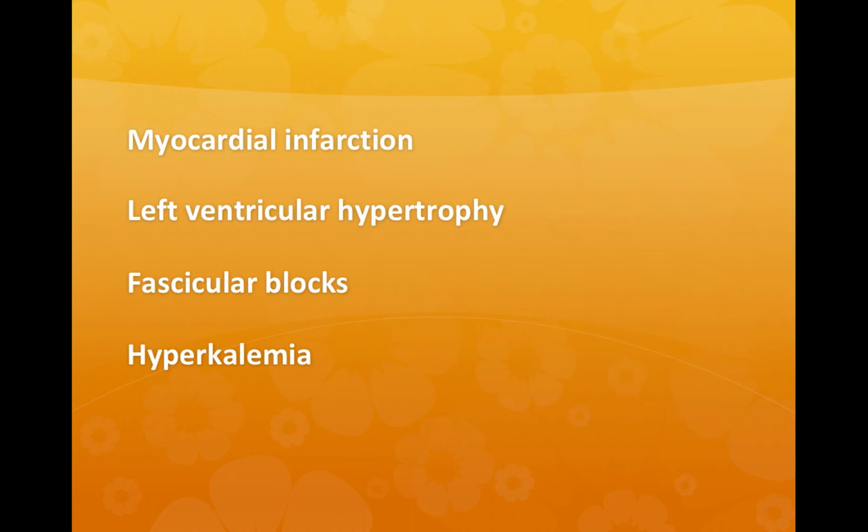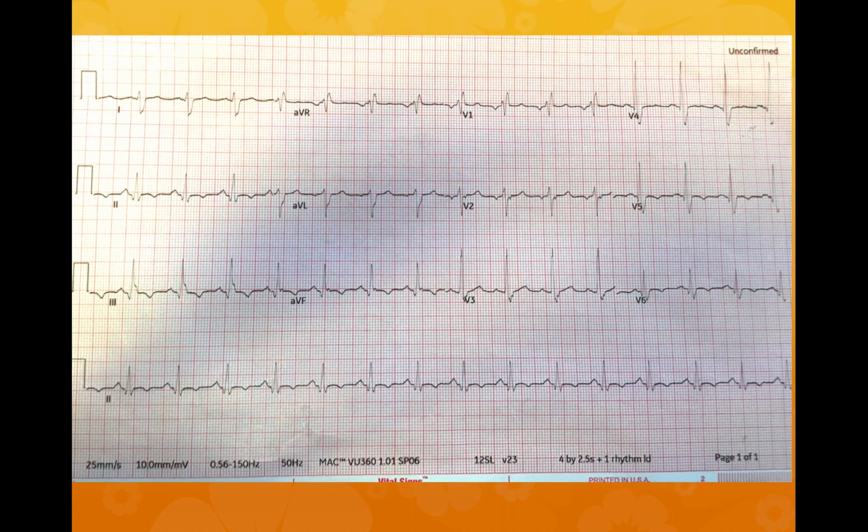And of course, a left axis deviation can also be a normal variant. It can actually be a normal variant in short and stout people. Conversely, a right axis deviation can be normal in tall and thin people. Unfortunately, I would be on the first example. Okay, so let's look at this example.